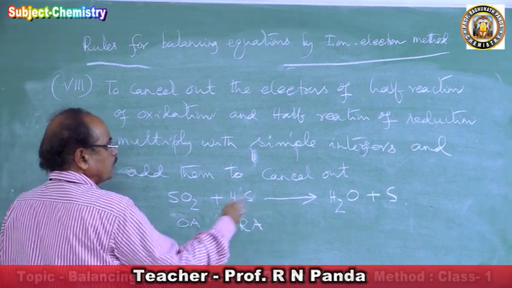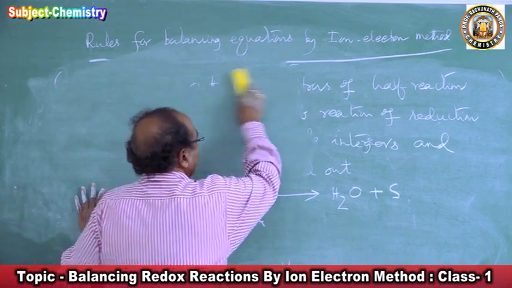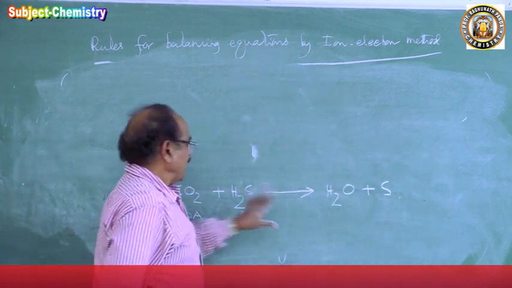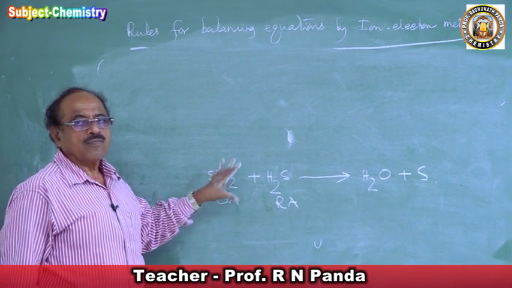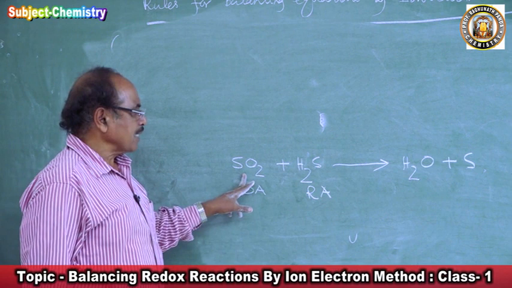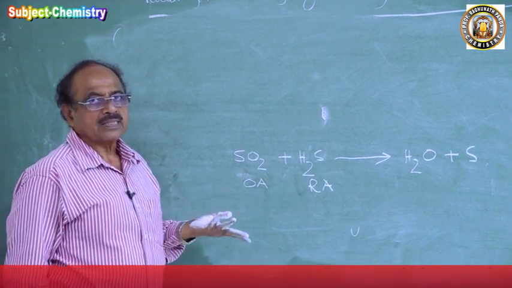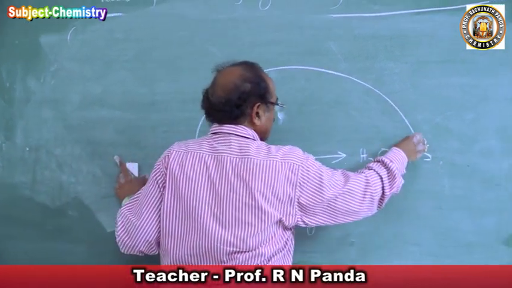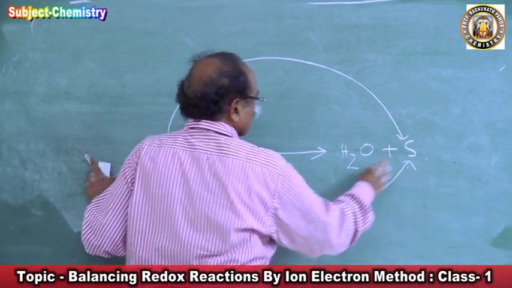And to balance this equation, we will use the ion-electron method. I have written the skeleton equation. So we will write the skeleton equation of the oxidized and reduced states of the substances: sulfur dioxide plus H2S forming H2O plus sulfur. That means sulfur dioxide is forming sulfur and hydrogen sulfide is forming sulfur.